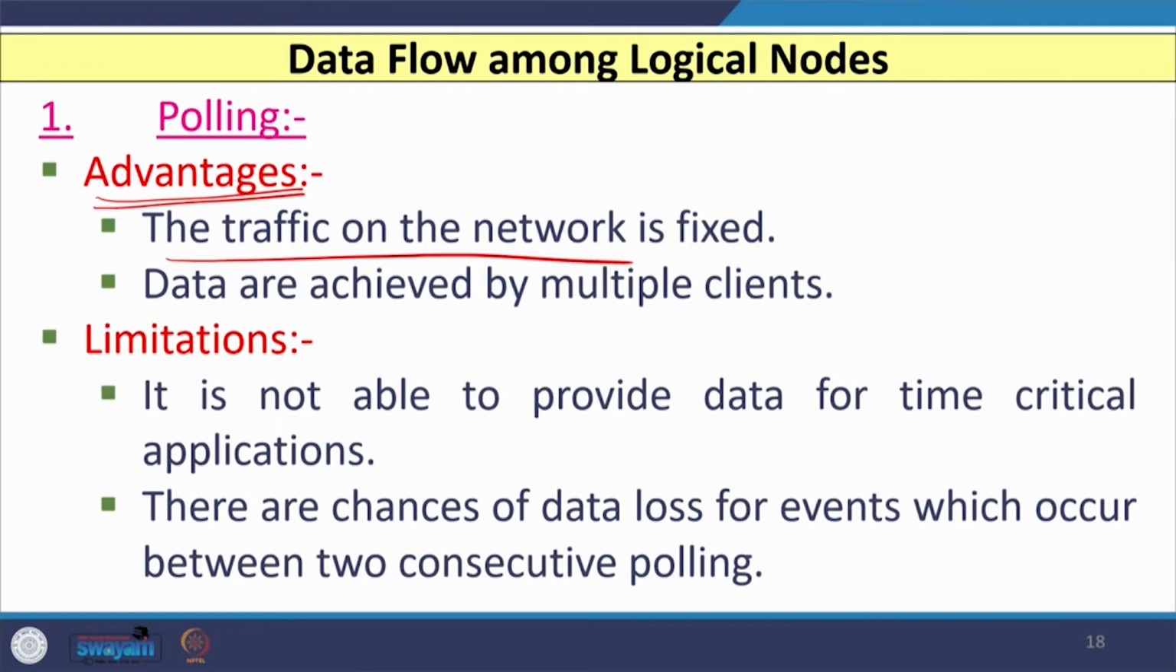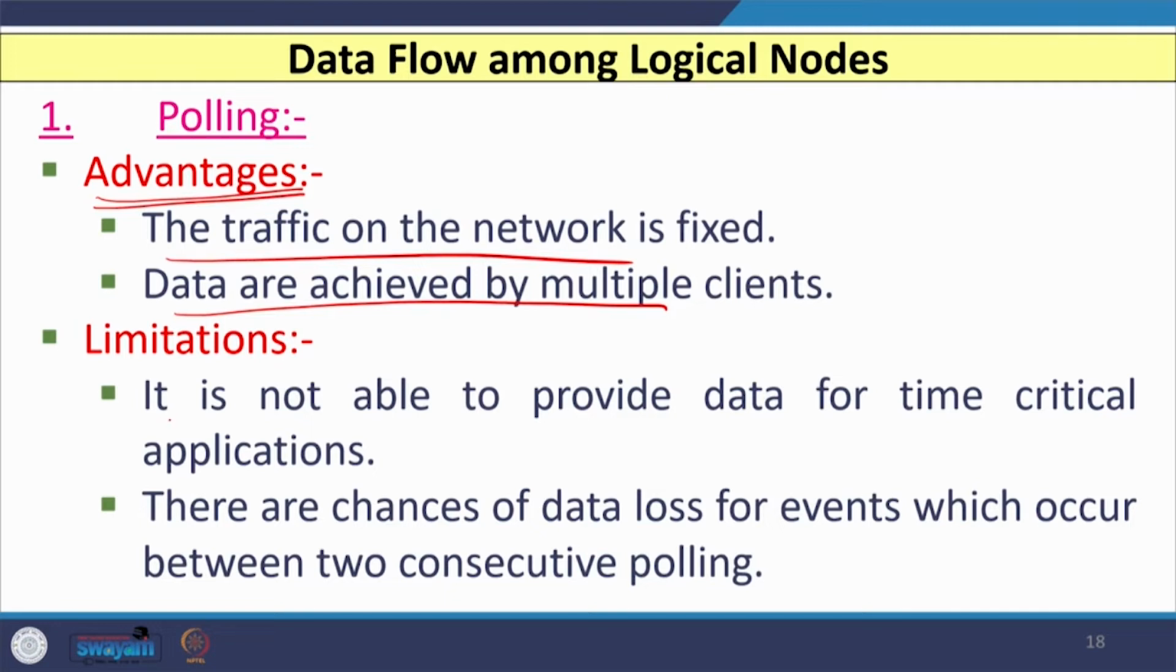So, there is no change in the traffic in the form of transfer of data. And the second is that data are shared by multiple clients. So, it is possible that this type of metering data can be shared with multiple clients. However, the polling method has several limitations also.